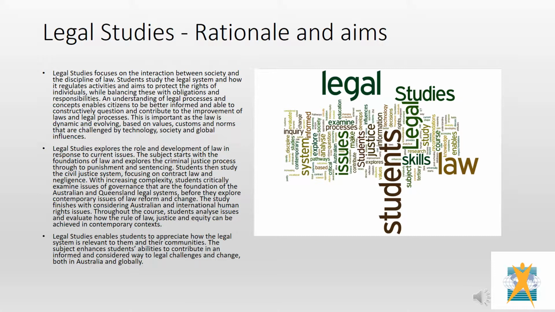On the screen now is the rationale taken from the Queensland Legal Studies syllabus. If you would like to read through this, please pause the video now.